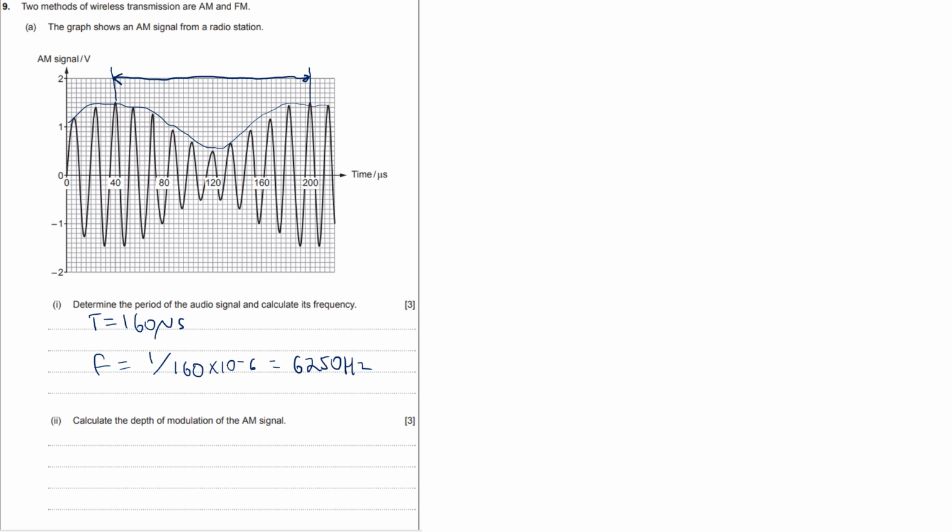Anyway, the depth of modulation. Now, there is an equation on the data sheet which you can use, Vmax plus Vmin over Vmax minus Vmin. I'm more than happy for you guys to do that, but do you remember I always did the B over A one? But it just depends on what you prefer.